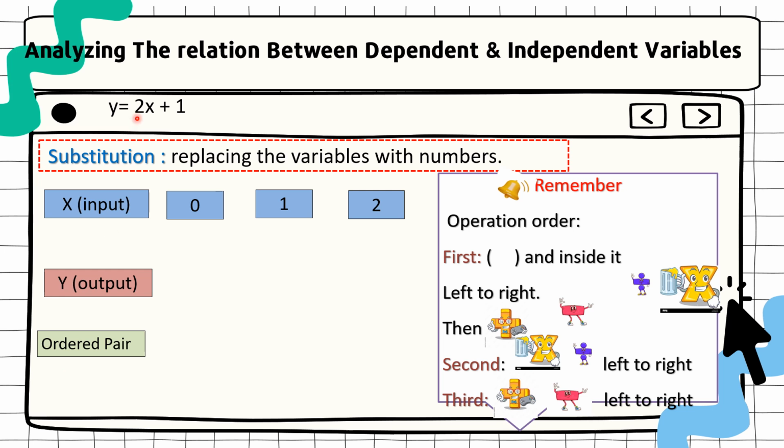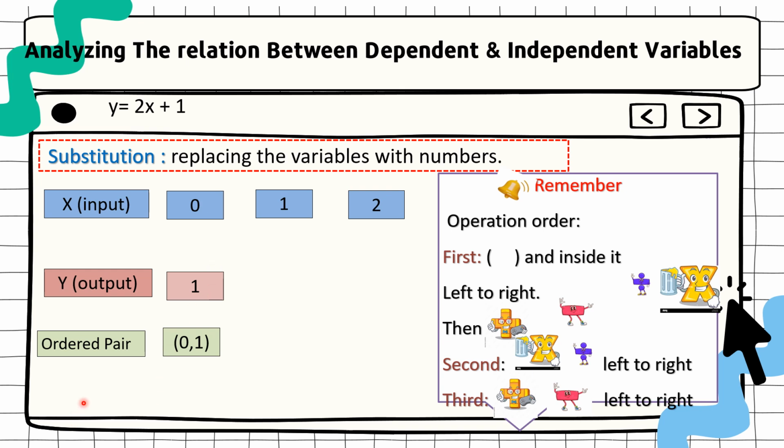Okay, for this equation, to substitute, we will use the value of x as an input. It will be 0, 1, and 2. And y will be the output, the result of the substitution. So when x equals 0, the output y will be 1. And the ordered pair will be 0 and 1, x and y.